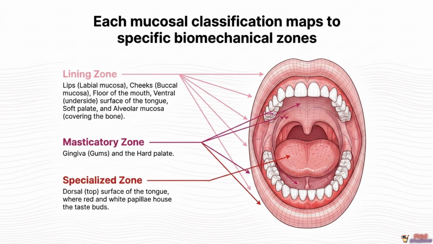The specialized zone is located exclusively on the dorsal, that is the top surface of the tongue, where the mucosal surface is studded with papillae of different types. The filiform papillae provide texture and grip. The fungiform papillae are vascular and red, and the circumvallate and foliate papillae house the taste buds that detect sweet, salty, sour, bitter, and umami. This anatomical functional mapping is a cornerstone of dental board examinations.